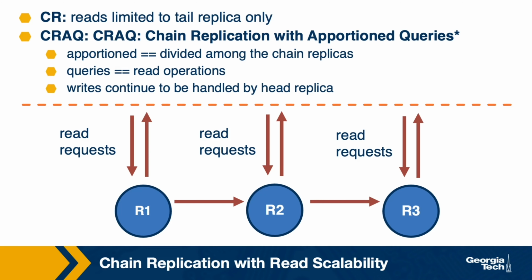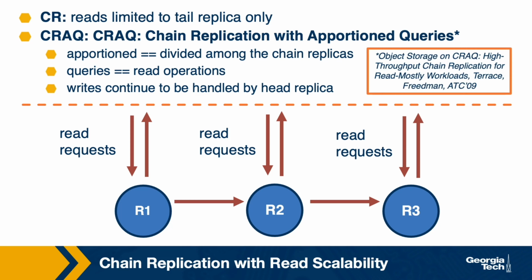One solution which addresses this problem is so-called CRAQ, or chain replication with apportioned queries. This technique builds on the original chain replication technique, but makes several modifications. One is that reads are apportioned, divided among the different replicas in the chain. By queries, we mean here the read operations, and the writes continue to be handled by the head replica, by the leader of the chain.